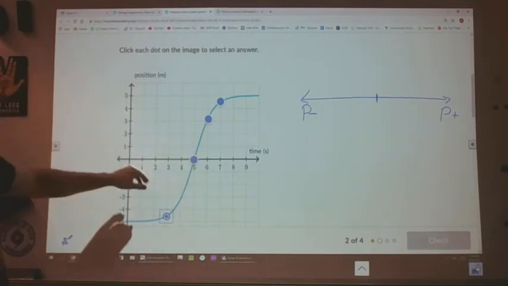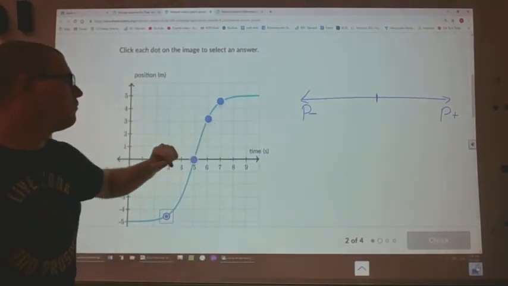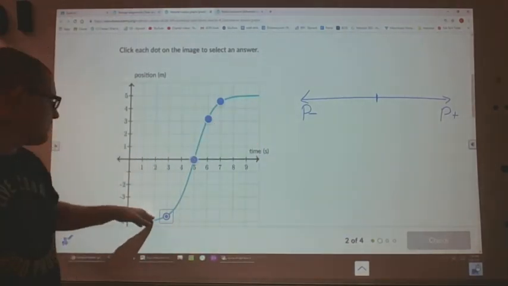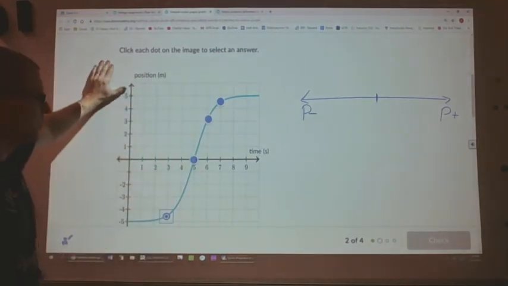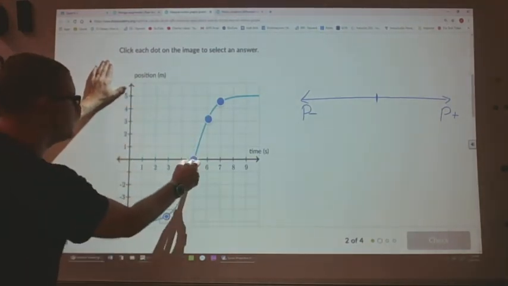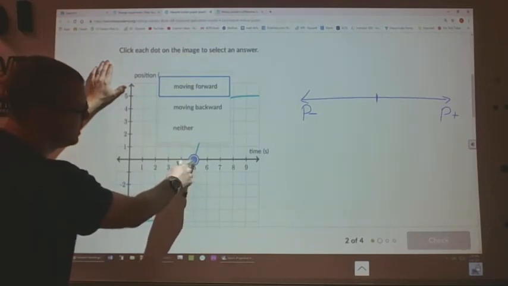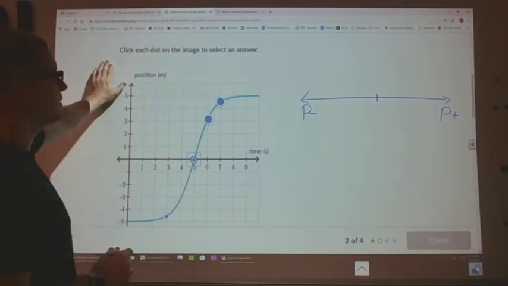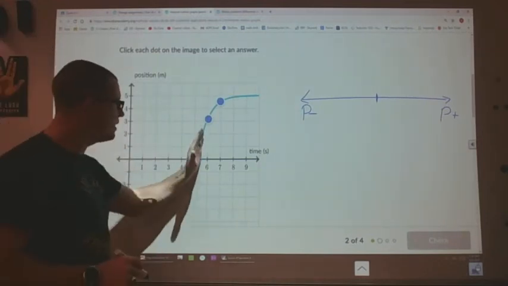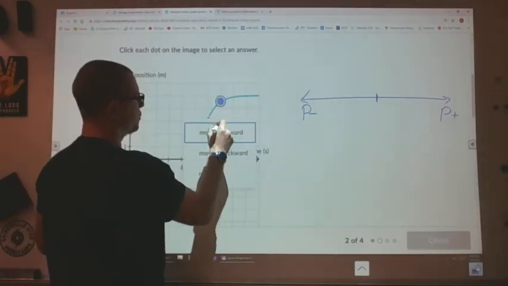And the thing that's throwing me is I think that all of these are moving forward. Now he started at -5 and he is increasing his position all the way through. Even here, even though his position is at 0, his slope, his velocity is increasing. So he's moving this way. He's moving forward, I think, through this whole graph.